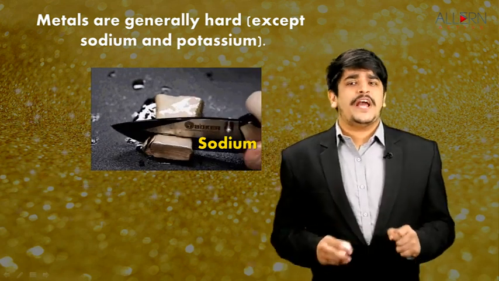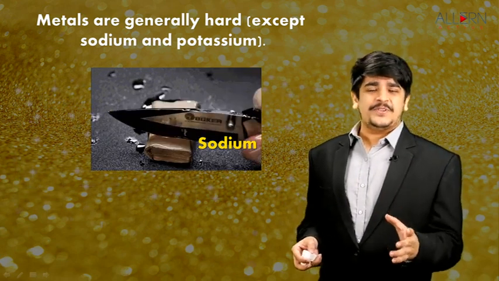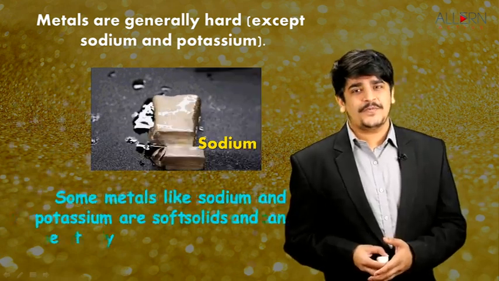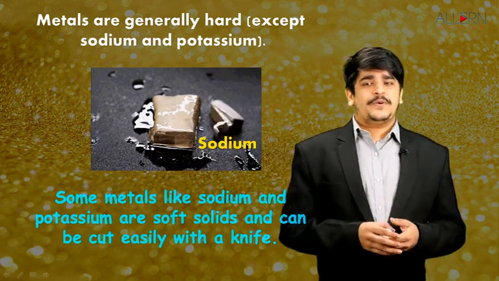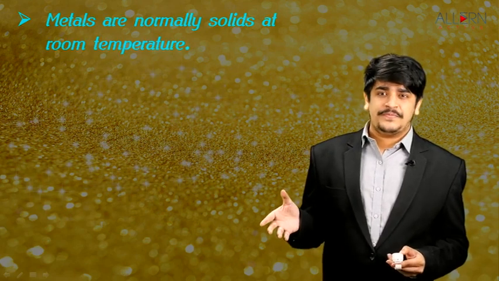However, sodium and potassium metals are so soft that they can be easily cut with a knife, which is available on your screen right now. Some metals like sodium and potassium are soft, and that is why they can be easily cut with a knife.